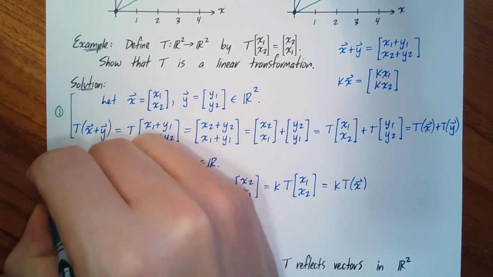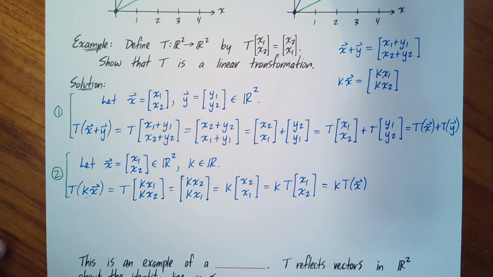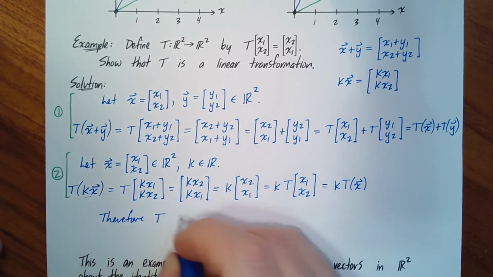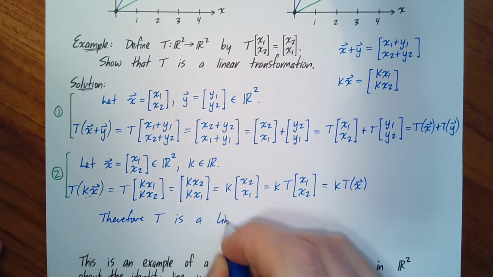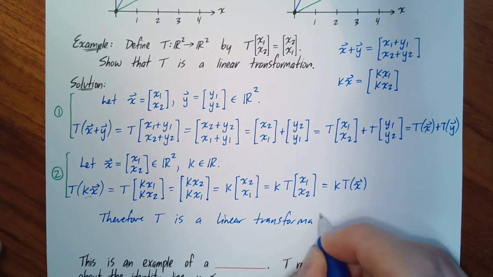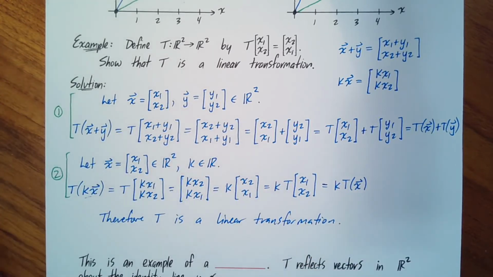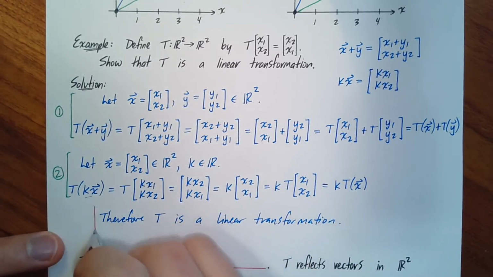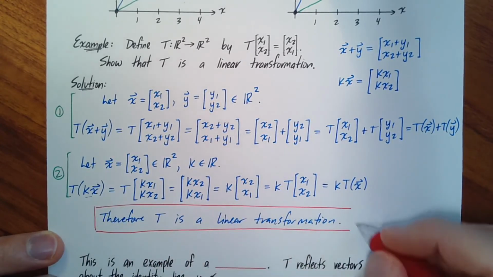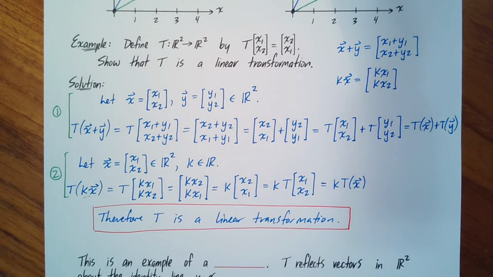So that finishes the second condition, and we can say, therefore, T is a linear transformation. So that, let's put a box around it since it's our conclusion. But that completes that example.